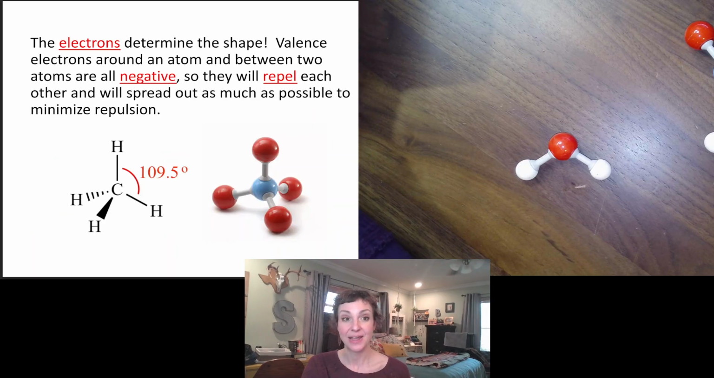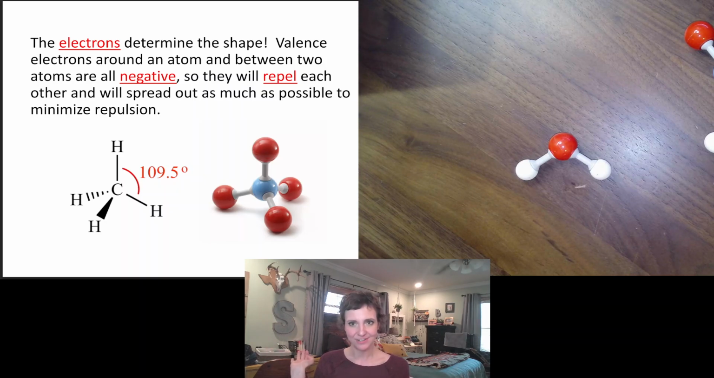Okay. So anyway, the electrons will determine your shape. It is, once again, y'all, it is all about these electrons in my chemistry class. I love that. Yay, electrons. Good job for you. So valence electrons around an atom and between my atoms are all negative. So they will repel each other and will spread out as much as possible to minimize the repulsion.